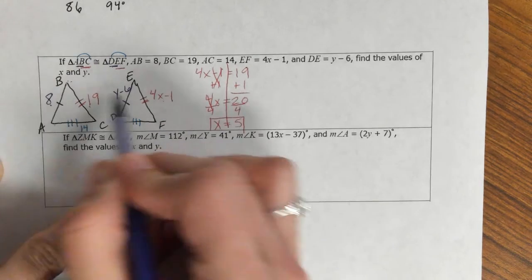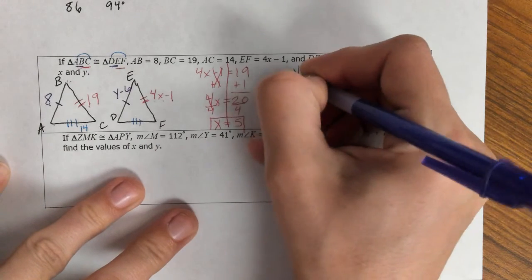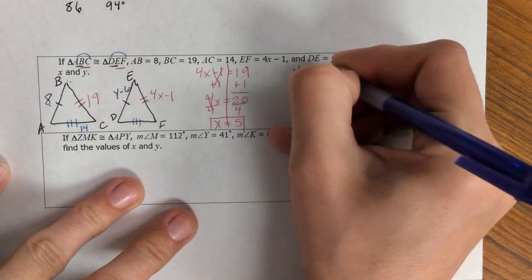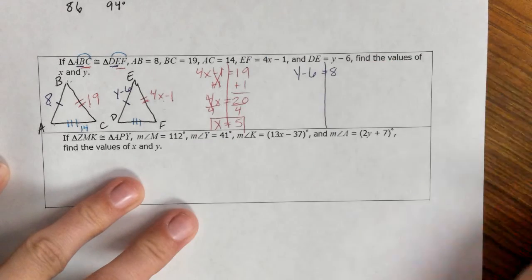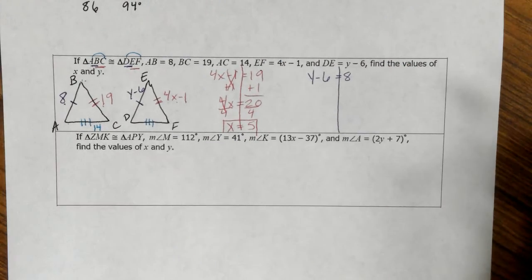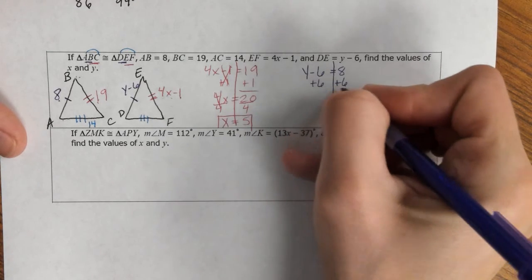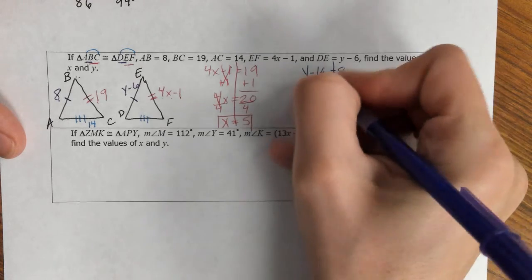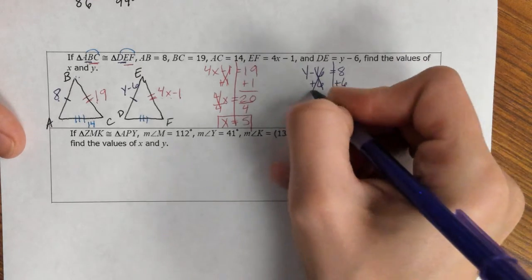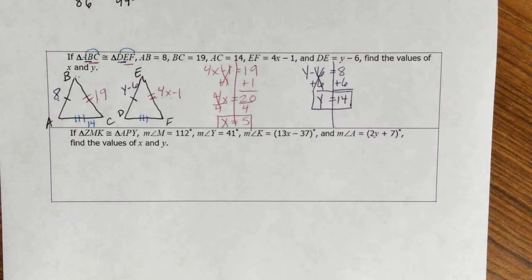For y, we have 8 and y minus 6. So y minus 6 is equal to 8. Solve, and then resume the video to check your answer. There's only one step to take there, and y should come out to 14.